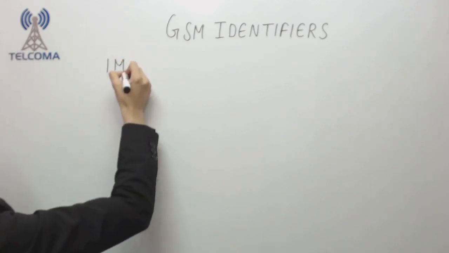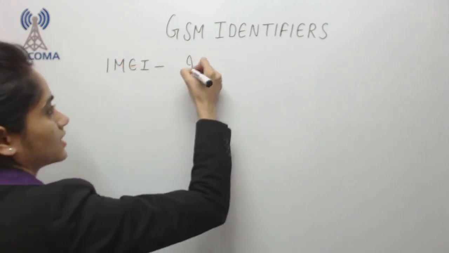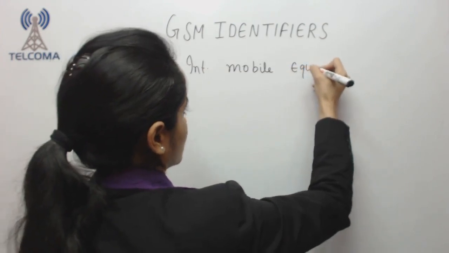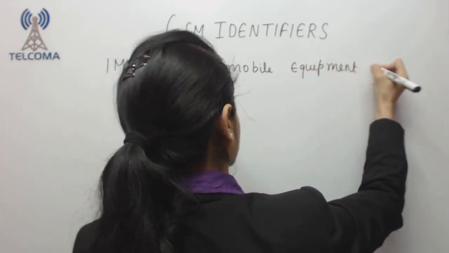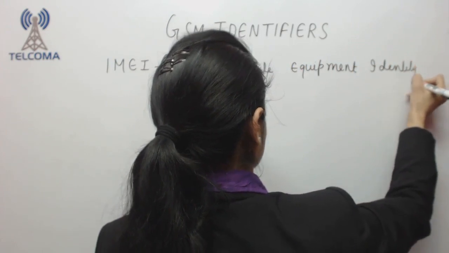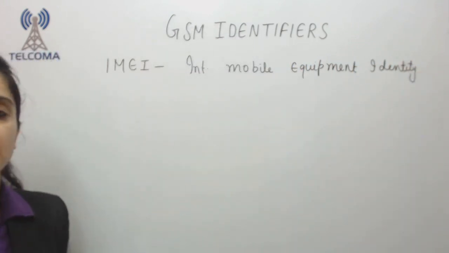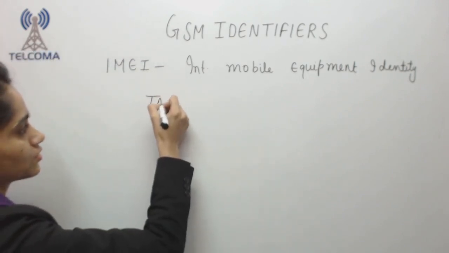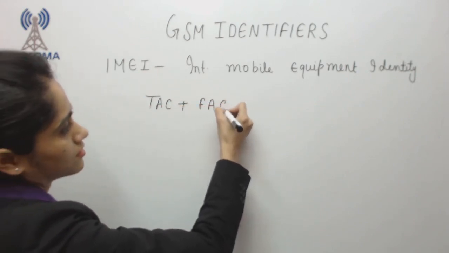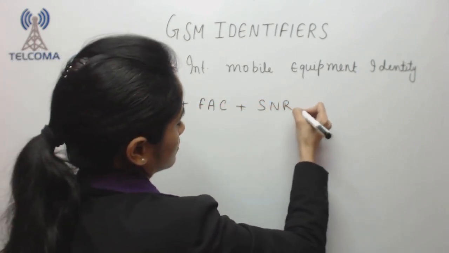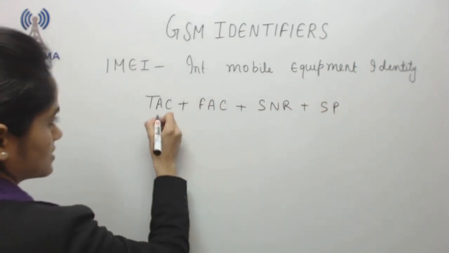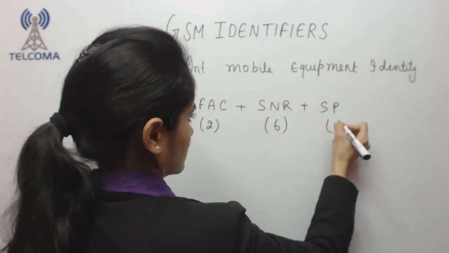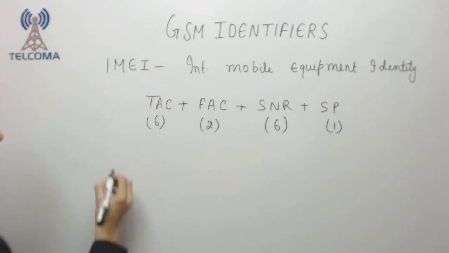Now next we have IMEI. This is International Mobile Equipment Identity. Now this IMEI number is particular to any device which could attach with the network. Now as per the composition, this is a composition of digits.